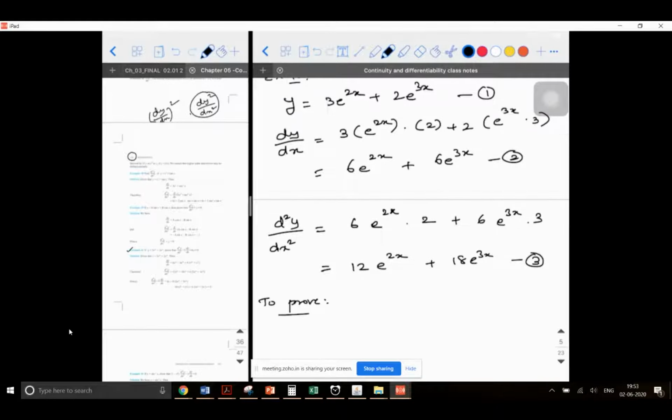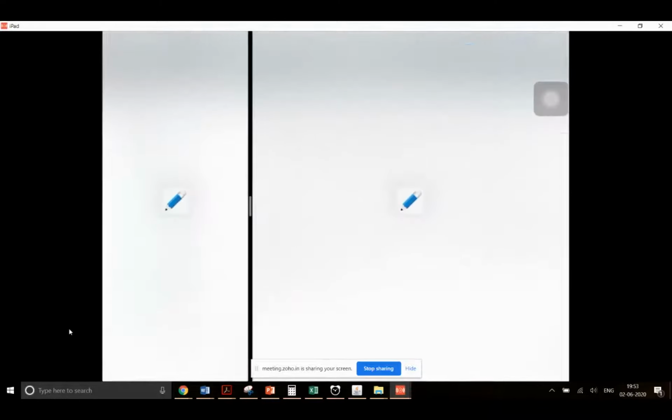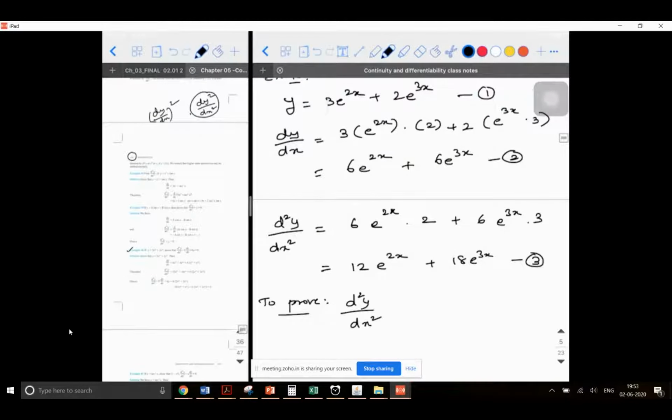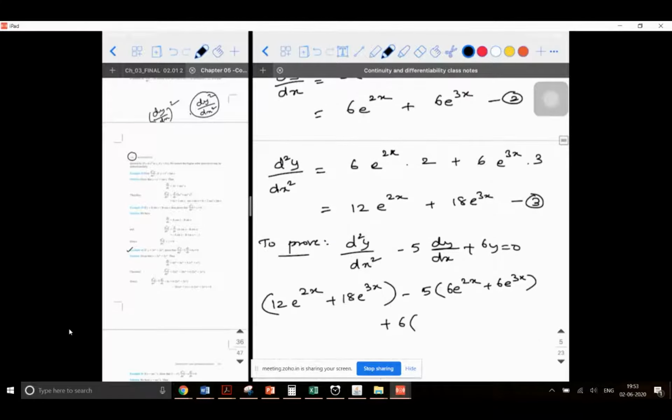What is it we need to prove? d square y by dx square minus 5 into dy by dx plus 6y is equal to 0. This is what we need to prove. So what is d square y by dx square? That is 12 e power 2x plus 18 e power 3x, minus 5 into dy by dx, that is 6 e power 2x plus 6 e power 3x, plus 6 into, what is the value of y? y is nothing but the question, 3 into e power 2x plus 2 into e power 3x.